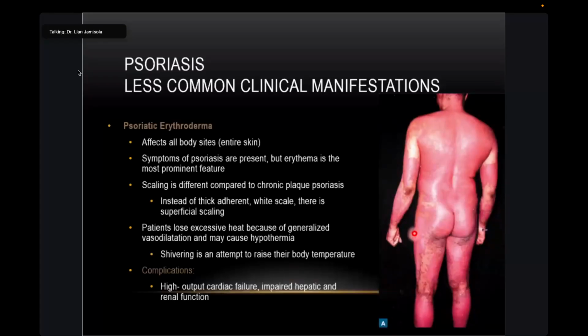So if 90% is affected, they lose excessive heat because of the generalized vasodilatation and that can cause hypothermia. So our patients, nanginginig talaga sila, giniginaw kahit na wala na yung aircon. No? And complications would be high output cardiac failure, impaired hepatic and renal function. So like your generalized pustular psoriasis, we also admit patients with erythroderma.